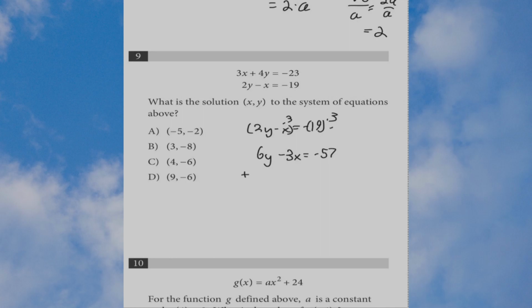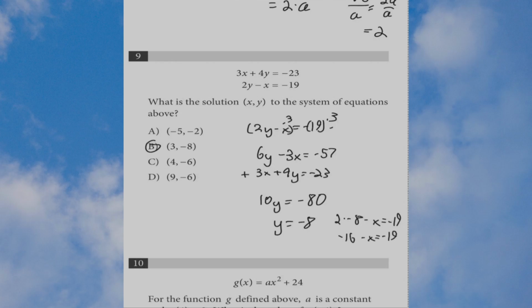We can then add this with the top equation. This gives us 10y is equal to negative 80. Dividing by 10 on both sides, we have y is equal to negative 8. We can see the answer is b, as that's the only option. But if we plug this into the bottom equation to just get the x, we have 2 times negative 8 minus x is equal to negative 19. This gives us negative 16 minus x is equal to negative 19. Add 16 on both sides, we get negative x is equal to negative 3, or x is equal to 3.